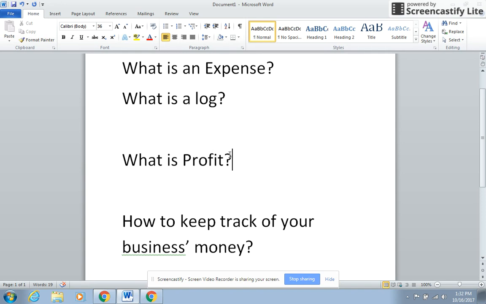All right. What is profit? Well, profit is all the money that's left over after you've paid for all the materials and you've paid for your bills and you've paid for everything. Whatever the money left over is your profit. So if you make a lot of money, it's another way to say you have a lot of profit.